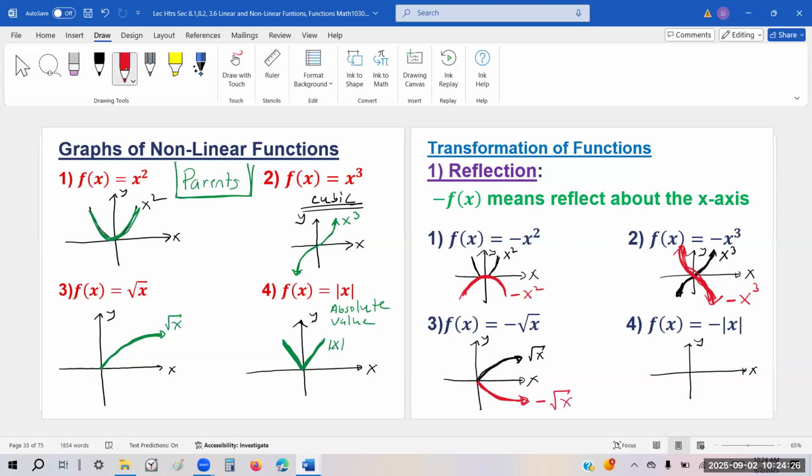And lastly, the original absolute value is a V at the origin. Now, if you reflect about x, it becomes what? Upside down V. It is negative absolute value of x.